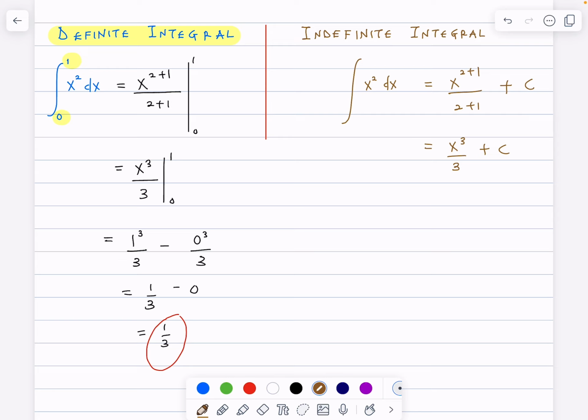And one way you can always check your solution when evaluating an indefinite integral is that after doing this evaluation, if you take the derivative of your solution, you should get back your integrand, which is x squared. You should get back that. So let's take the derivative of the solution here, on the side now.